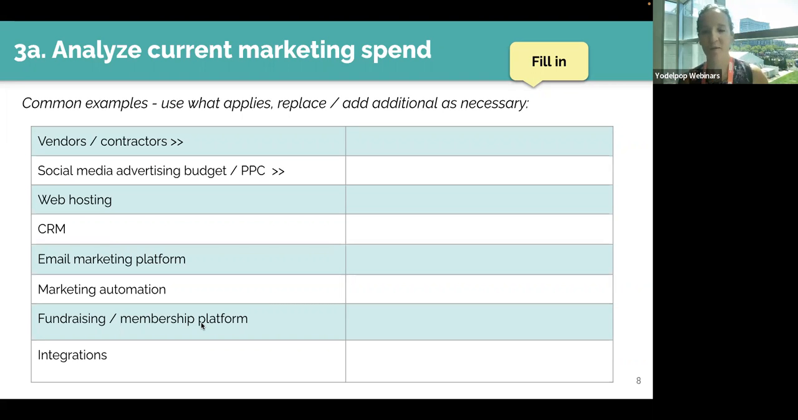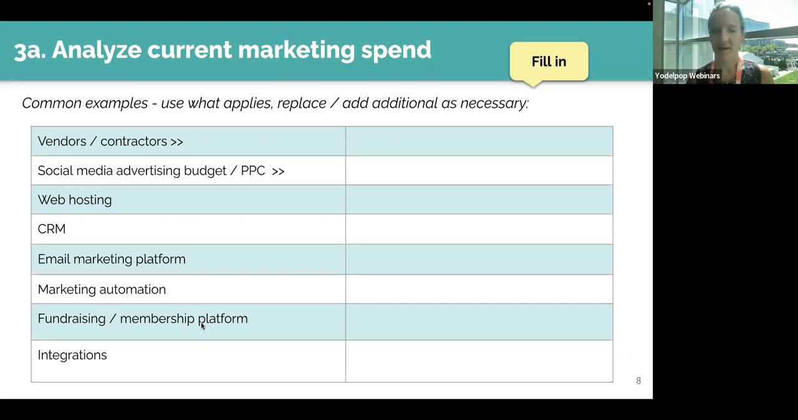Web hosting, what are we paying for web hosting on our hosting platform? Our CRM, fundraising and membership platform is a couple of lines down. At a lot of organizations, those are combined. If you're using something like Razor's Edge or your membership software, that you're using to gather donor intelligence, and also be your source of truth for the organization, what is that costing? Your email marketing platform, what are you using to send email? What are you paying for that?